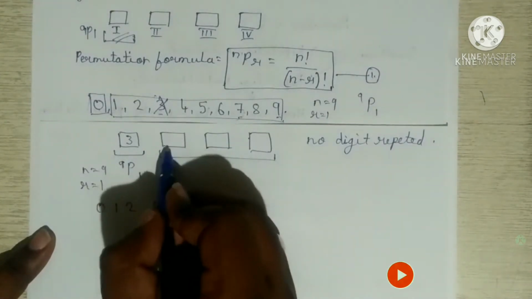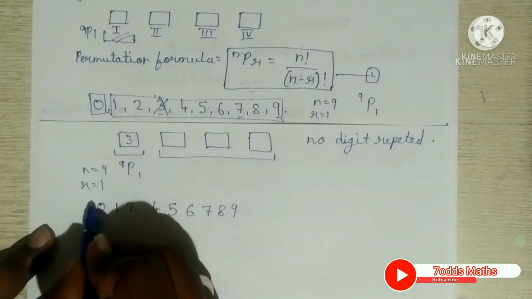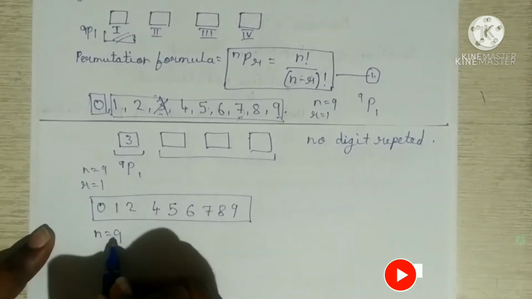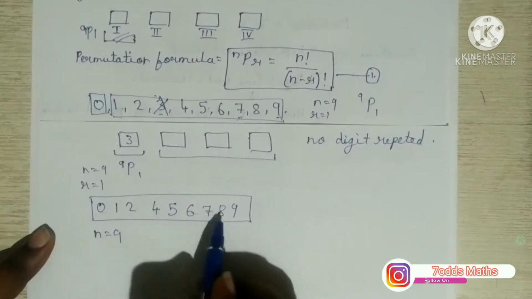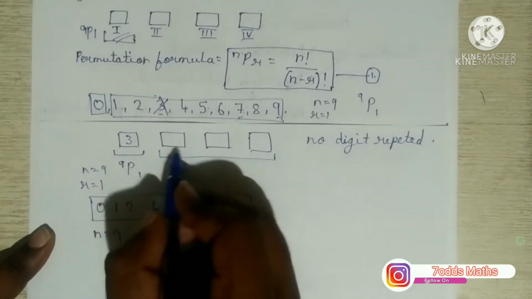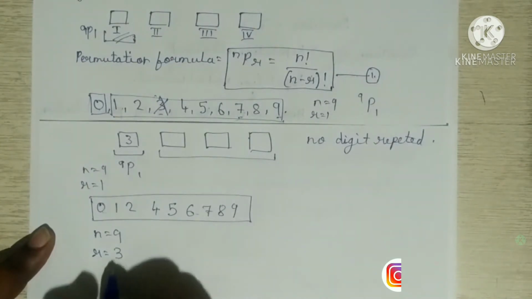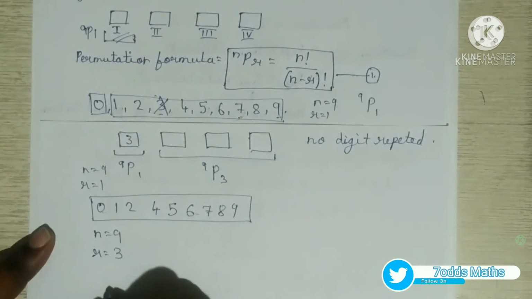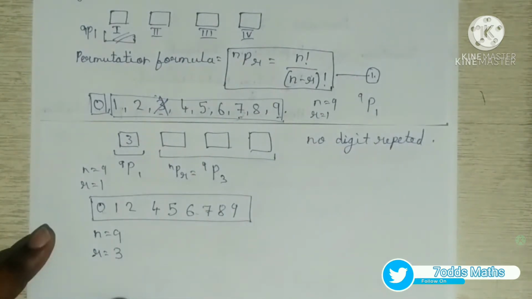In the second, third, fourth term 0 can be included. Overall n is nothing but 9. To find all these 3 digit numbers from 1, 2, 3, 4, 5, 6, 7, 8, 9, we need to find 3 digit, so r is equal to 3. You will get 9P3. nPr is equal to 9P3.